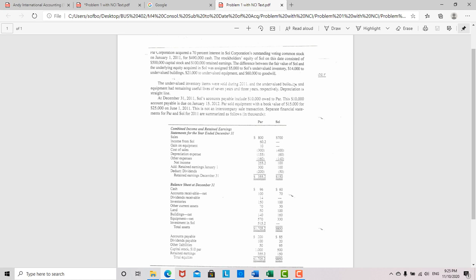Now the second paragraph. The undervalued inventory items were sold in 2011. All they're saying here, I'm just describing the problem, is that this 5,000 is going to be written off all in the current year 2011. This is the first year of consolidation, because the inventory was sold at that time.